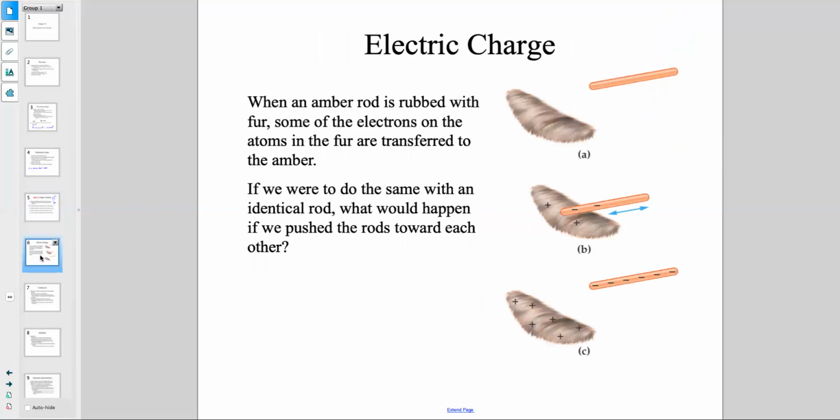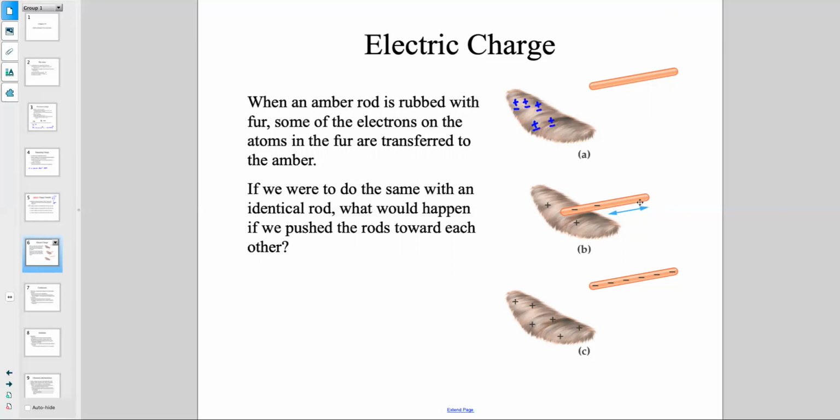Let's take a look at this one. So electric charge, what we have is when an amber rod is rubbed with fur, some of the electrons on the atoms of the fur are transferred to the amber. If we were to do the same with an identical rod, what would happen if we push the rods towards each other? In other words, what you have here is positive, negative, positive, negative, positive, negative, electrons and protons, and this is neutral in general.